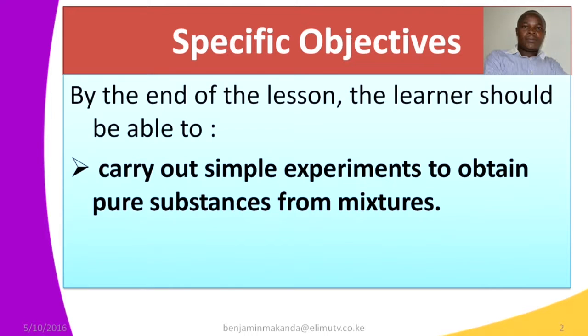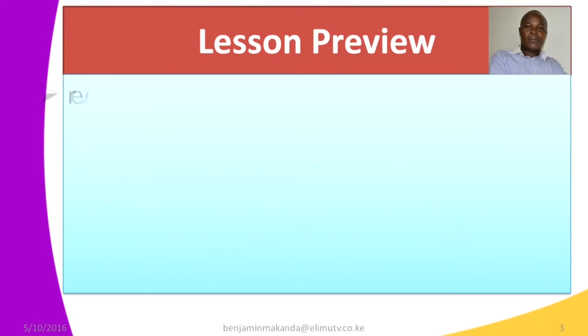Now, what's the order of our lesson? Our lesson is going to be in this order, that is lesson preview. We want to review lesson 4, and in lesson 4, we were at the introduction to chemistry. That was the first topic that we did. We introduced ourselves to chemistry and looked at the various apparatus that are used in the chemistry laboratory and how those apparatus can be used.